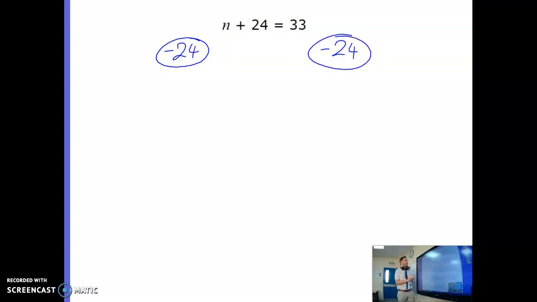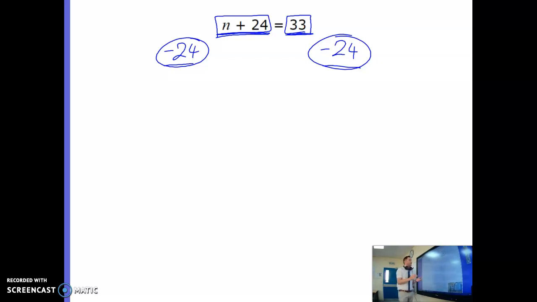Now, the reason I've written it like that is because an equation is a balanced puzzle. It's got values on both sides that are equal. This is equal to this. We have the equal sign in the middle, and then we have two balanced sides. So to keep it balanced, so that it doesn't become false, we need to do the same thing to both sides of the equation. If I take away 24 on this side, I must take away 24 on this side. I've always got to do the same thing to both sides. That's a really important concept for solving equations.